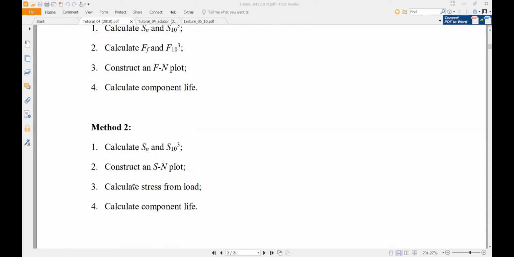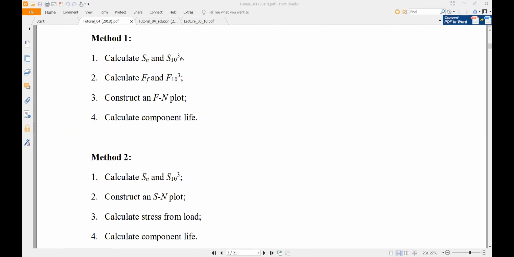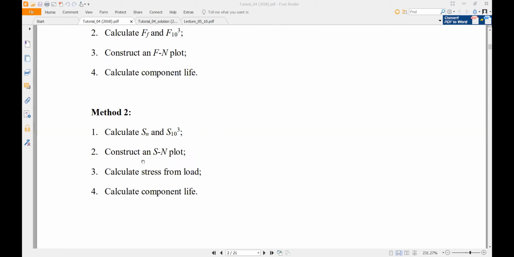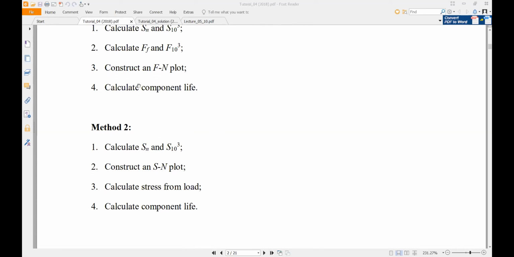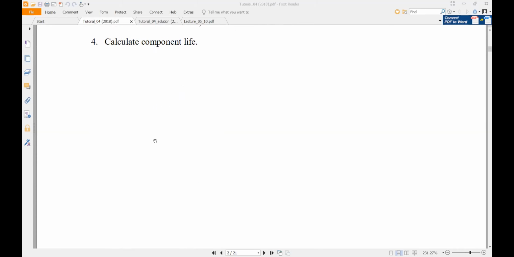So this is method 1, and method 2, you can plot the SN curve. Calculate the 10 to the power 6 cycle endurance limit and the 10 to the power 3 cycle strength. From that you can find the load value for those relevant points, plot the FN curve, and then calculate the component lifetime. Or you can use the SN curve, but this is not suitable everywhere. In this question we can use it sometimes, but this is a very good way. Okay, keep it in mind.